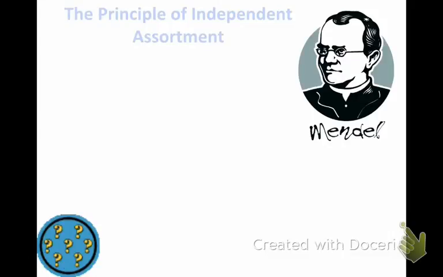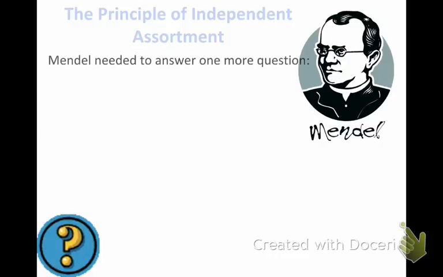Okay, so far this week we have talked about monohybrid crosses. So now we're going to kick up our Punnett squares a notch and pick up from where we left off. The principle of independent assortment states how the chromosomes lined up, right? We talked about that a little bit when we were playing Quizlet Live. Okay, so Mendel needed to answer one more question.